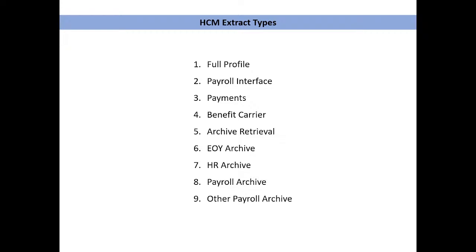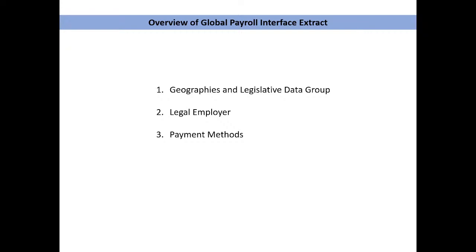And then we have the benefit, then archive retrial, end of year archives, then HR archive. So you can extract all the HR archives. Then we have the payroll archive, which is used for all payroll or payslip archives. Then the other payroll archive, which is used for all payroll archives. So these are the HCM extract types.